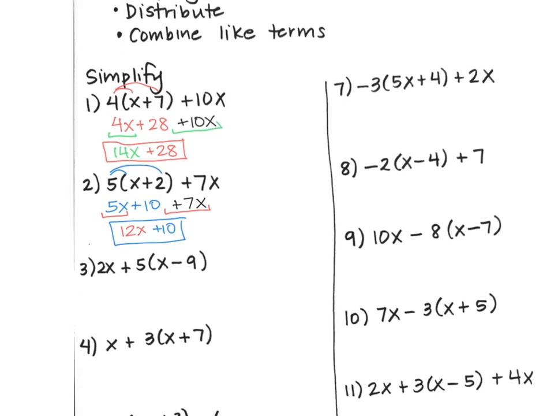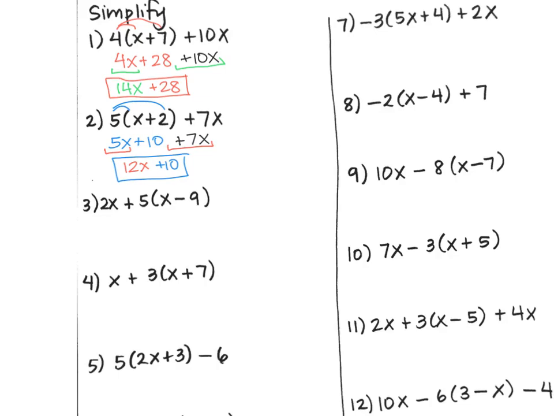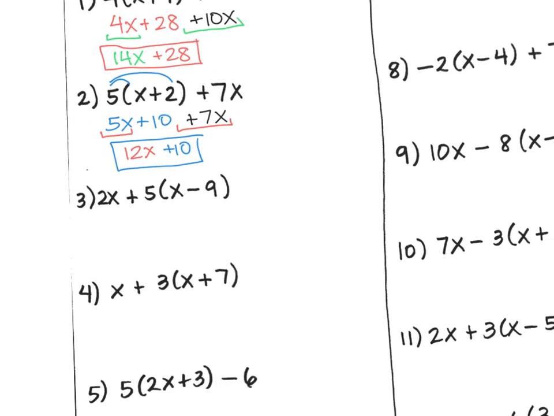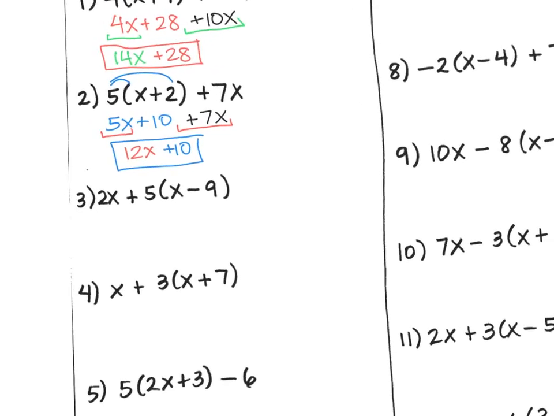Okay, if you're feeling good, go ahead and copy number 3. Try it on your own. Pause it so I don't show you the answer before you're ready. Okay, number 3, very similar. Because I can see parentheses out here, I'm going to do this distribution step first. The number in front of the parentheses is 5, so I'm doing this and this.